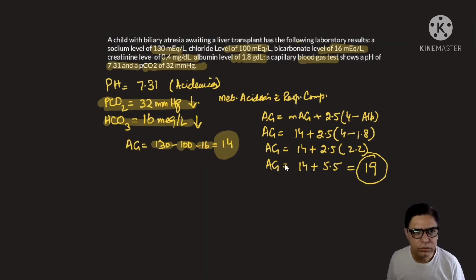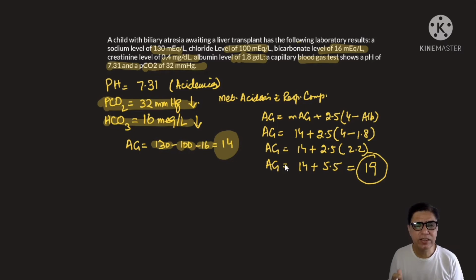So now moving on to this example. This is a child who has got biliary atresia, and biliary atresia is a condition which can be corrected by a surgical procedure, but if the liver is chronically damaged, then it needs a transplant. So this child is awaiting a liver transplant, and he has got the following lab results. So his sodium level is 130 milliequivalent per liter, his chloride is 100 milliequivalent per liter, his bicarb is 16 milliequivalent per liter, he's got a creatinine of 0.4 milligram per deciliter, albumin of 1.8 gram per deciliter, and a cap gas shows a pH of 7.31 and a PCO2 of 32 millimeter of mercury.